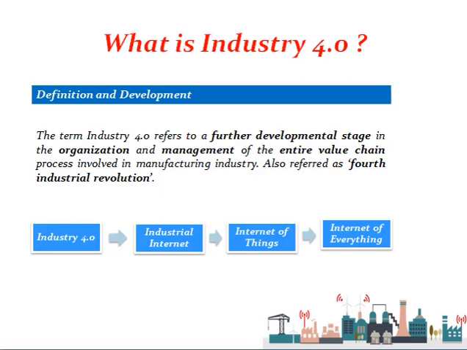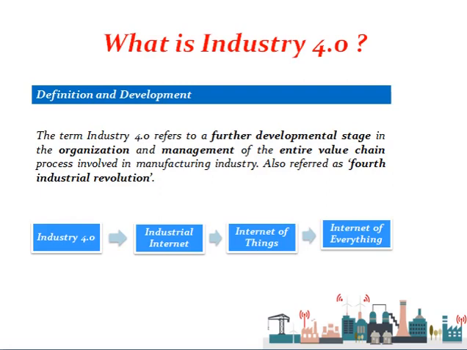Whatever organization or manufacturing system you consider, we will always be looking for better results. In order to get a better output, you need to upgrade yourself day by day. You need to implement new ideas and new technology in your process to get a better result at the end. In the same way, Industry 4.0 is a further developmental stage in the organization and management of the entire value chain process involved in the manufacturing industry.